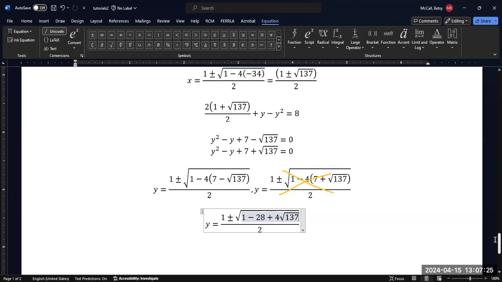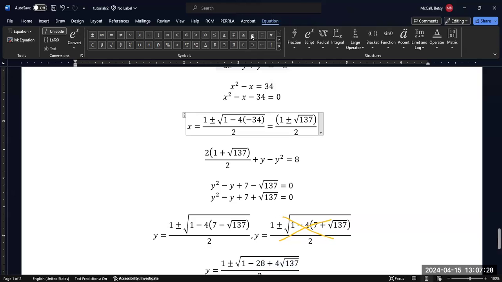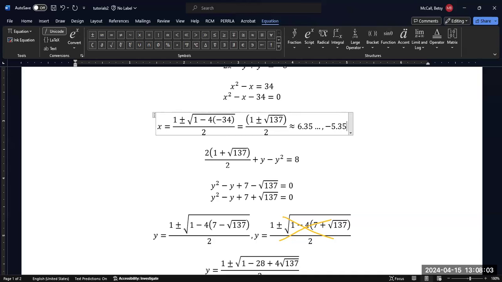If we want, we can estimate these to various decimal places. So 1 plus the square root of 137 divided by 2 is approximately 6.35, and so on. And 1 minus the square root of 137 divided by 2 is going to be negative 5.35. So two possible answers.